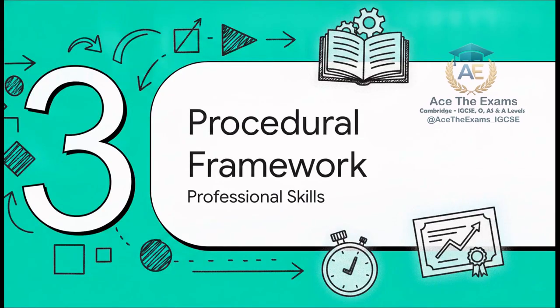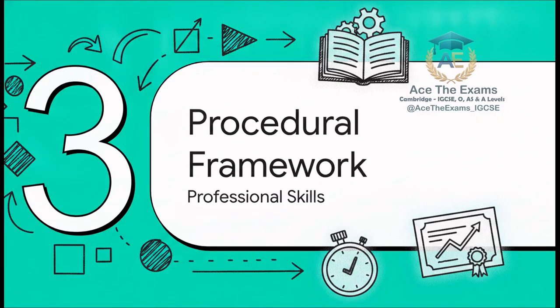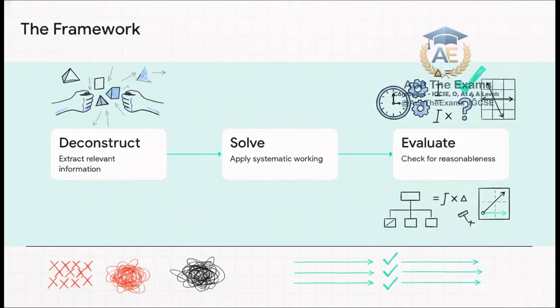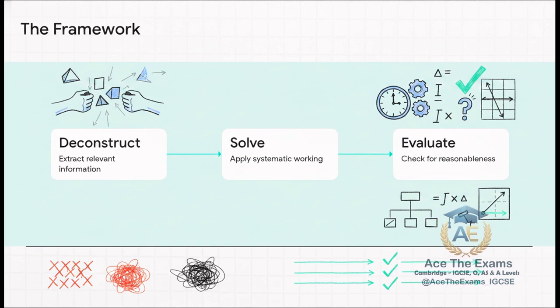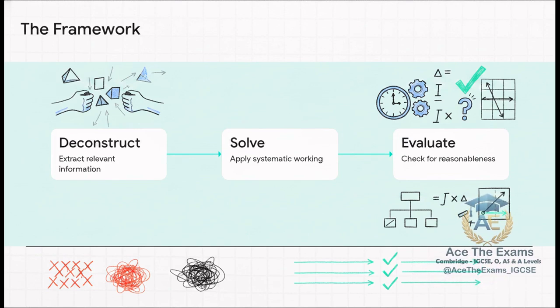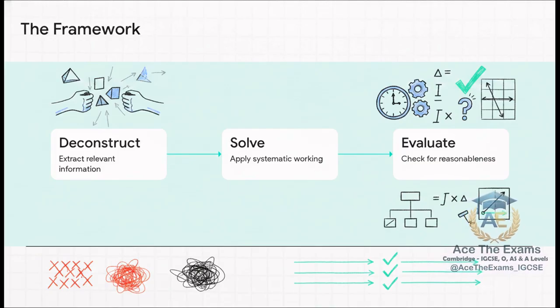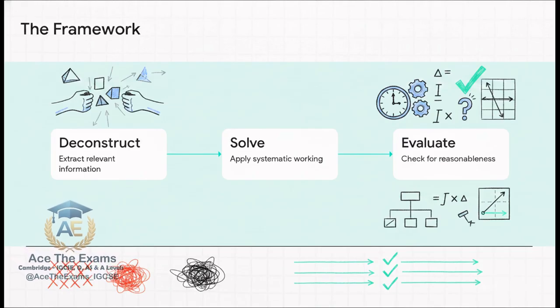Section 3. The Procedural Framework. Time to look at the professional skills required. Remember Alex and Sam from our opening? We're going to rewrite their flawed answers live right now using the proper methodology. Watch these red pen marks transform into beautiful green check marks. The first thing we do is step 1, deconstruct the given information. We decode the command words and extract the relevant vector data. Step 2, solve systematically with clear working. We break the problem into logical, bite-sized steps and execute our analysis.